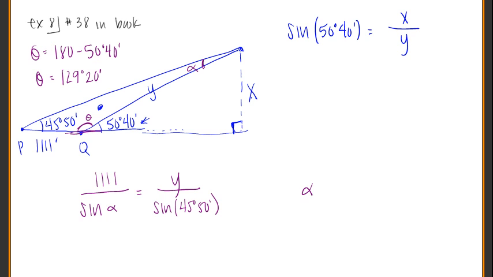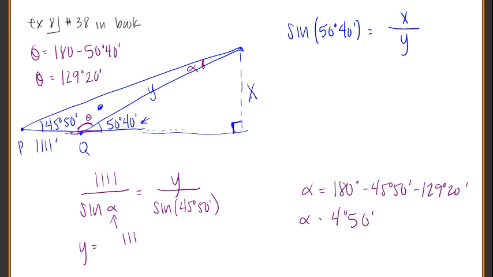So alpha is going to be 180 degrees. The three interior angles of a triangle have to add up to 180. So 180 minus the two other angles that I know. Doing the math real quick, alpha comes out to be 4 degrees and 50 minutes. All right, so we're going to plug that in right there.